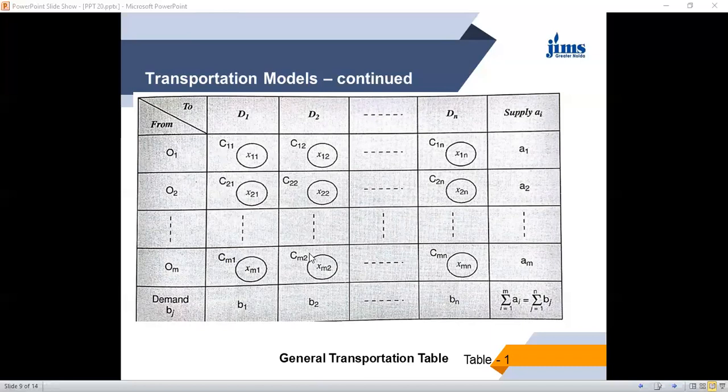So our intention is to minimize the cost of transportation, and the rim condition is that sigma Ai, for i equal to 1, 2, 3 up to m, should be equal to sigma Bj, for B1, B2, B3 up to Bn. That is, total supply is equal to total demand.